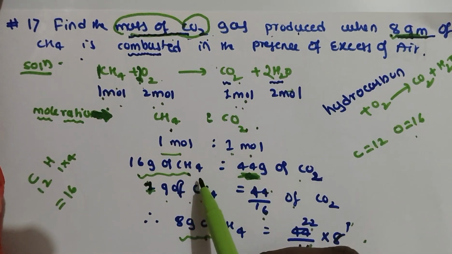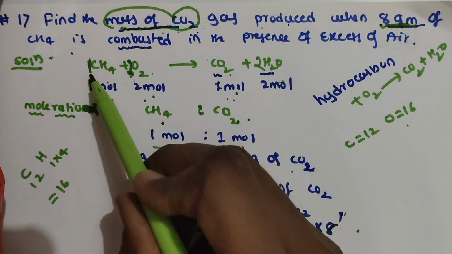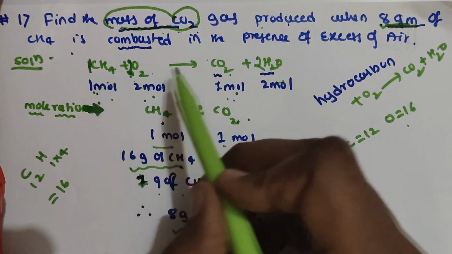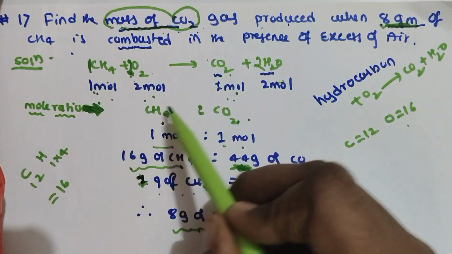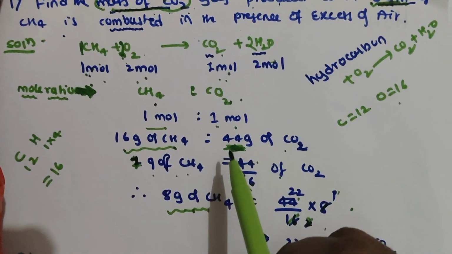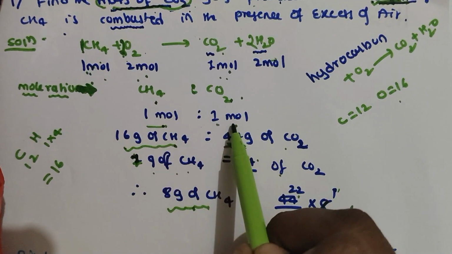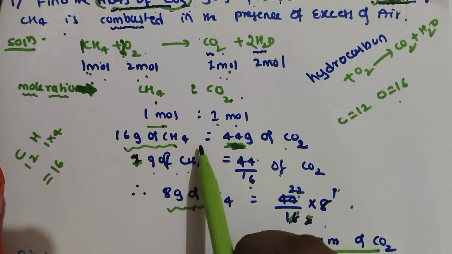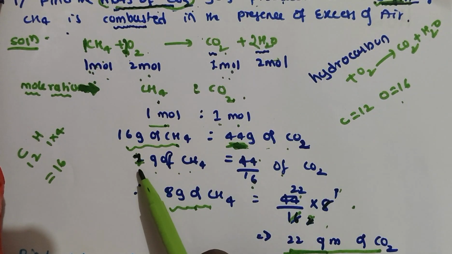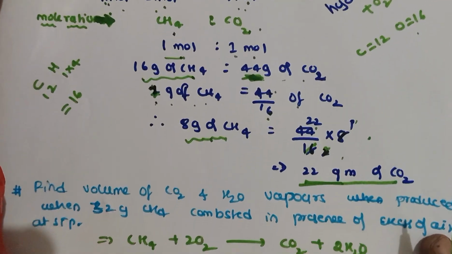Very important point. First, we write the mole ratio by using the stoichiometric coefficient. Here the stoichiometric coefficient is 1, and here also 1. Therefore, 1 mole, 1 mole. Is this clear? So, 1 mole of CH4 gives 1 mole of CO2. Like that, 16 gram of CH4 gives 44 gram. First, we have to convert it for 1 gram. Afterwards, the given gram. Okay, is this clear?